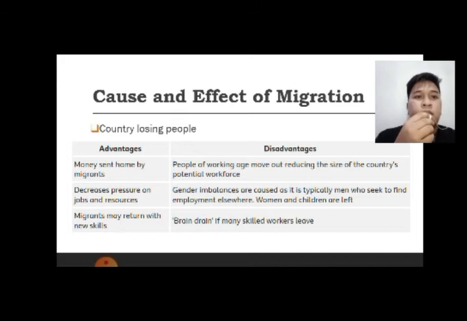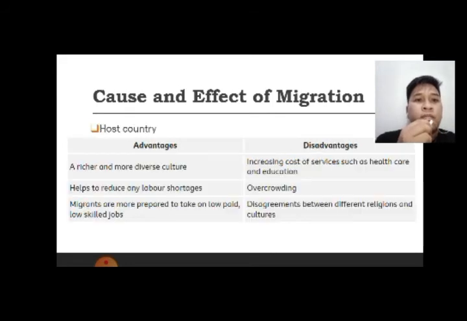Cause and effect of migration. The advantages are money sent home by migrants, decreased pressure on jobs and resources, and migrants may return with new skills. The disadvantage is that people of working age move out, reducing the size of the country's potential workforce. Gender imbalance is caused, as it is typically men who seek employment elsewhere. Women and children are left. Brain drain occurs if many skilled workers leave.